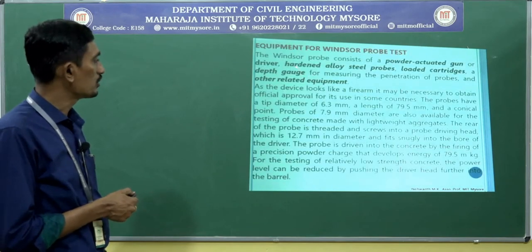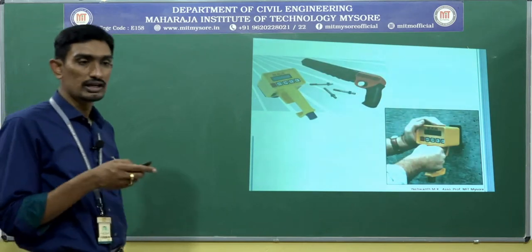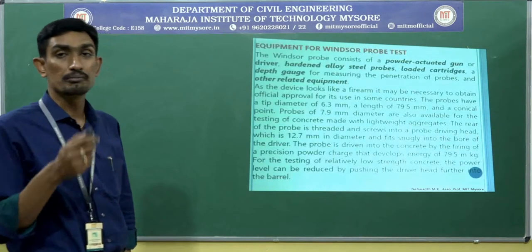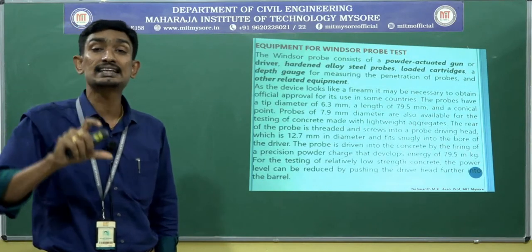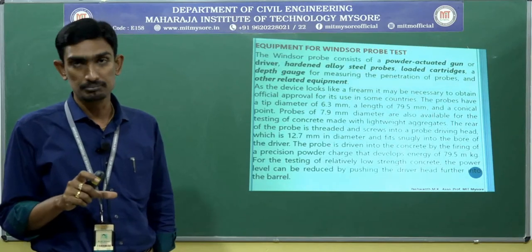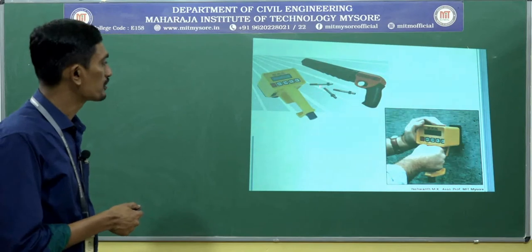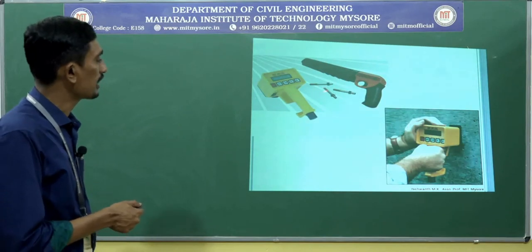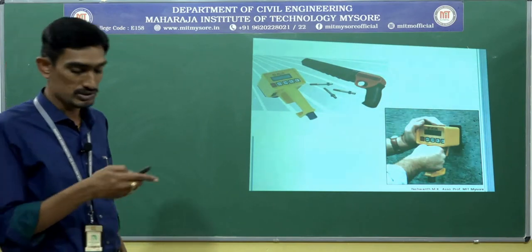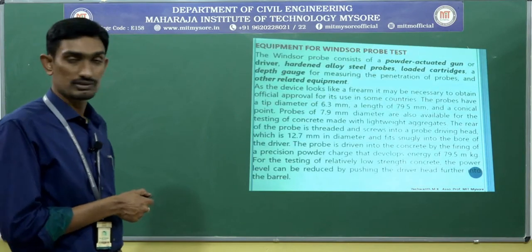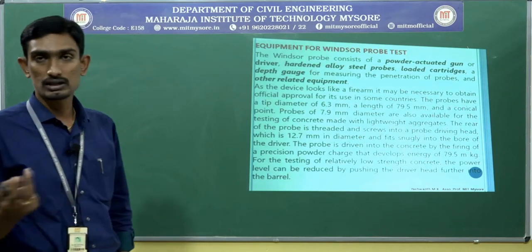And next you can use a depth gauge. The depth gauge is not in the photo, which I am going to show you. The depth gauge is used in order to measure how much the probes have penetrated inside the reinforced concrete member. Is it clear? For example, if this is the probe, how much this probe has penetrated inside the reinforced concrete member, we can measure using the depth gauge. So that's the depth gauge for measuring the penetration of probes and other related equipments.